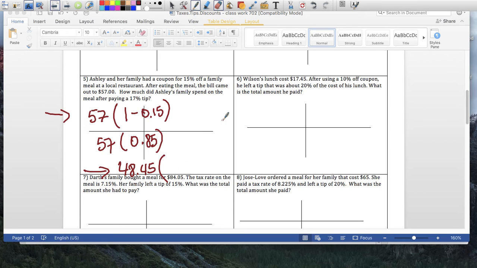So right now your total is $48.45, and you want to figure out the tip. So obviously you're going to end up paying $48.45 plus a little bit more. So it's your $48.45, the 100% of this new value, plus the tip, which is 0.17, and that's the same thing as 1.17. And $48.45 times 1.17 equals $56.69.